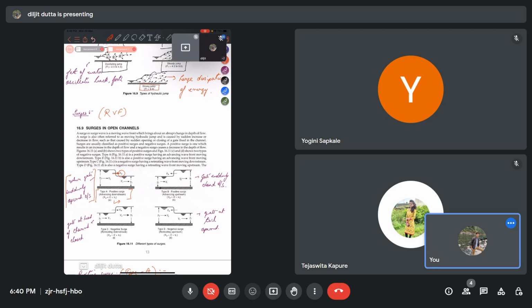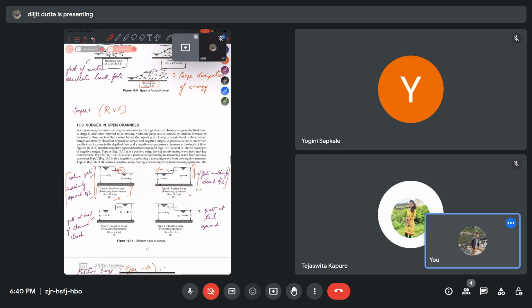Now, the second type of positive surge is when a gate is suddenly closed in the downstream direction. In this case, suppose there is a gate here, and the gate is suddenly closed. In that case, a surge will move in the direction opposite to the flow, and it will increase the depth of the flow in the upstream section. So this is a type B positive surge.